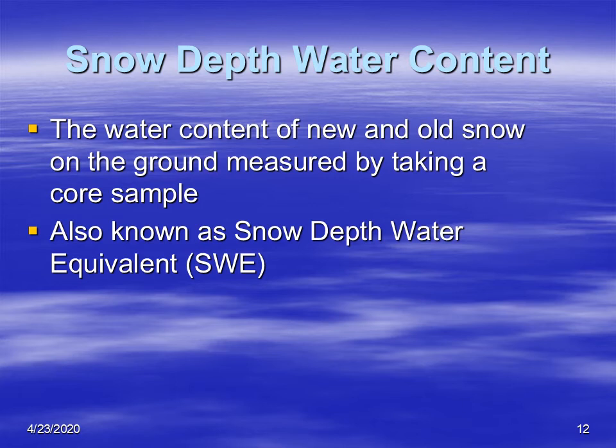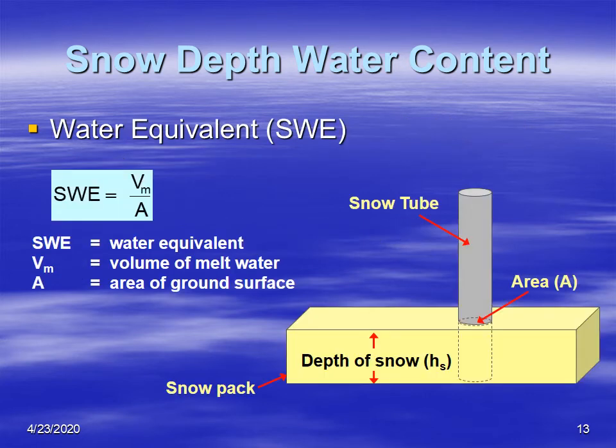So basically what the snow depth water content is, it's the water content of new and old snow on the ground measured by taking a snow core, a core sample. So we call this the snow depth water equivalent. And this is what you do. You take that 8-inch can, the standard rain gauge, you turn it upside down, and you plunge it into the snow and try and hit the ground, or at least ice perhaps at the bottom. So you push it down as much as you can.